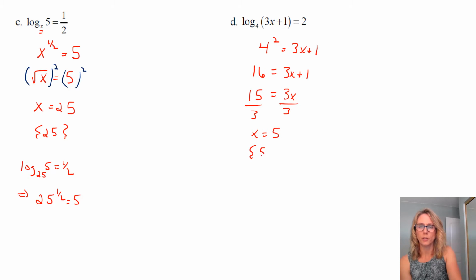It's always a good idea to check your answer. You can see pretty easily that if you plug in 5 here, inside your logarithm is going to be 16. And so that's log base 4 of 16, which, since 4 squared is 16, the answer there is 2, and it checks out.